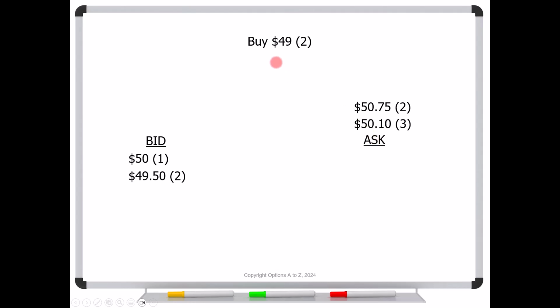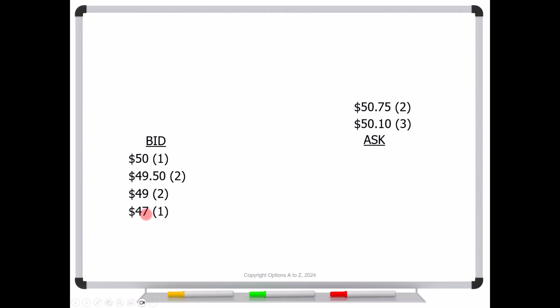We get another order to buy at a limit of 49 for 200 shares. This order is not as good as 50 and not as good as 49.50, so it gets stacked on the bottom of the bids. Another order comes in to buy at a limit of 47 for 100 shares. It's a buyer. It gets stacked over on the bid.